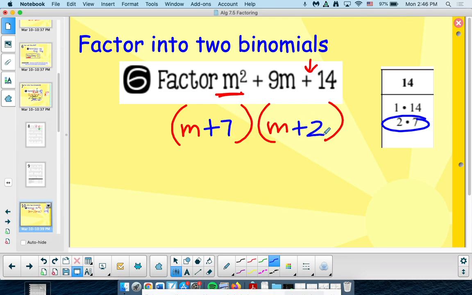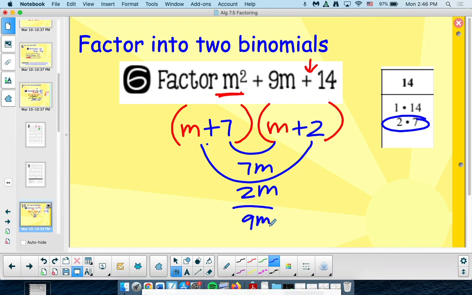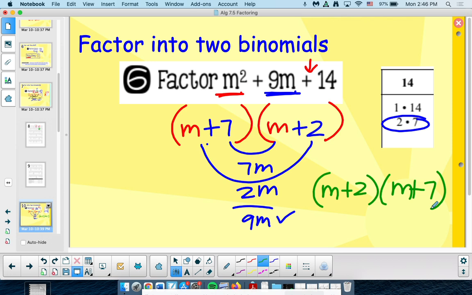Woo! And again, you can check. 7m, 2m. 7 plus 2 gives me 9. Beautiful. Got it. That's what we wanted. I also forgot to mention on the last one, the order of where you put the 7 and 2 doesn't matter. This is also a good answer. You could have flipped the order around. This is also good.